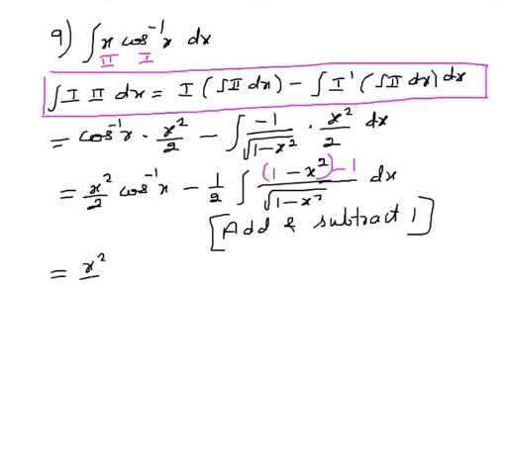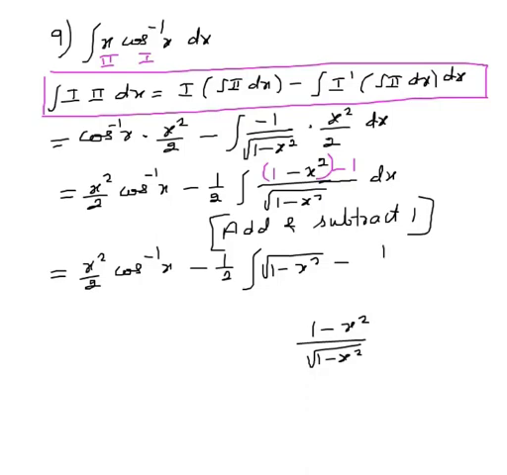This is equal to x square divided by 2 cos inverse of x minus half into, split this into two terms. 1 minus x square divided by root of 1 minus x square becomes root of 1 minus x square, and the second term is 1 divided by 1 minus x square into dx.